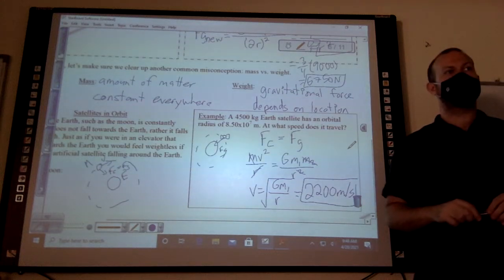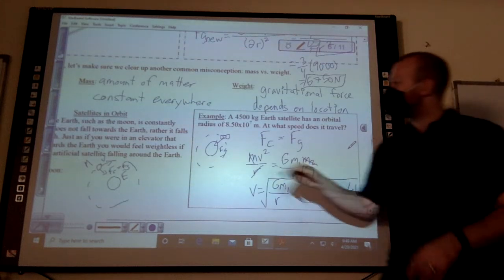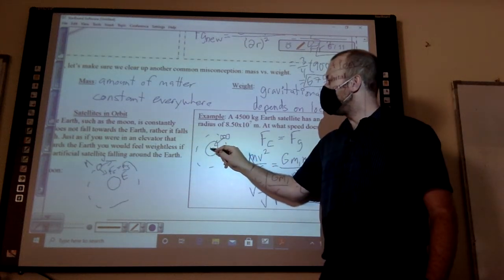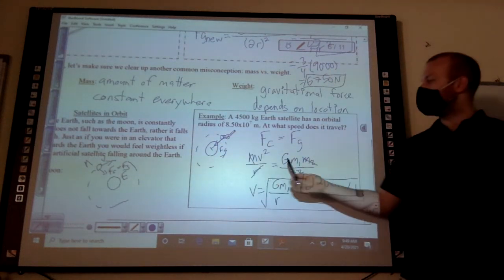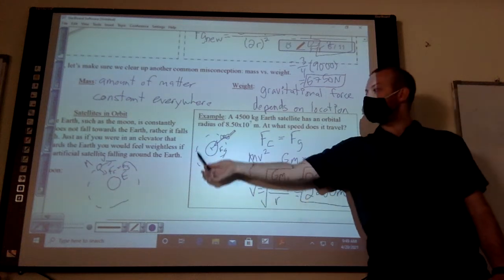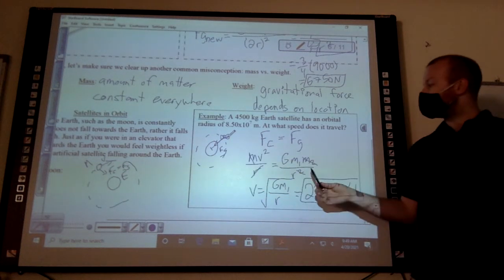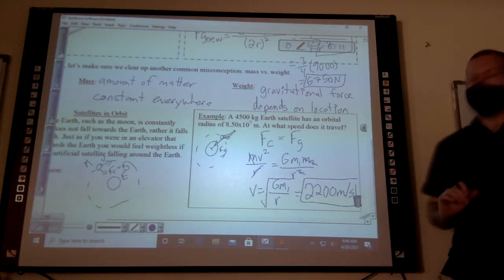How do you cancel the distance between the centers and the radius? Because in this case, they're both the same. This distance from here to here is the radius of the circle that this satellite is traveling. And it's also the distance between the two centers. So that's why it's both in this case.